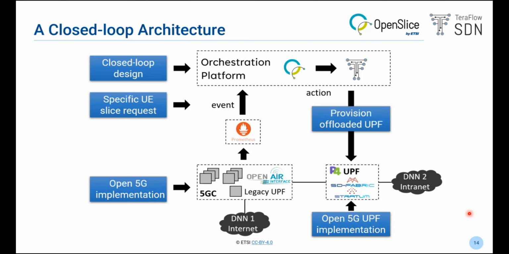And on top, we introduce this closed loop, which basically monitors the whole 5G system. And upon an event, let's say a gold user appears and wants high performance, we instantiate this UPF on demand using OpenSlice and TeraFlowSDN.